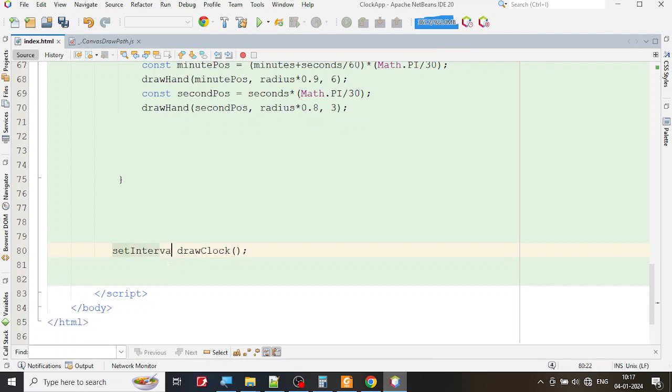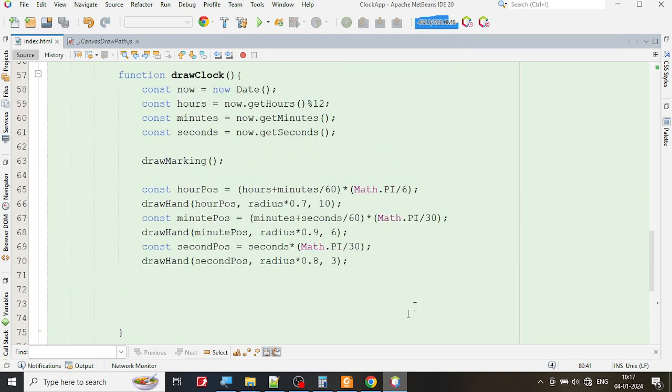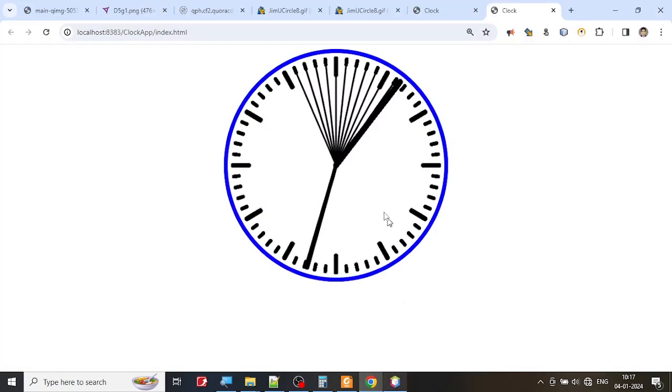So I'm going to say setInterval, and I'm going to call this drawClock. Okay, and I'm going to say within 500 milliseconds, just call this draw function. So it's going to call it every 500 milliseconds, again and again, the same function. So instead of me refreshing it again and again, it's going to call it. Now you notice that it is moving. Very well and good, it is moving.